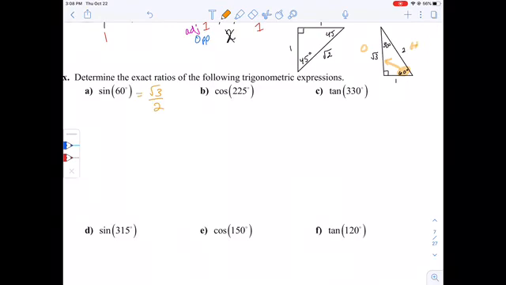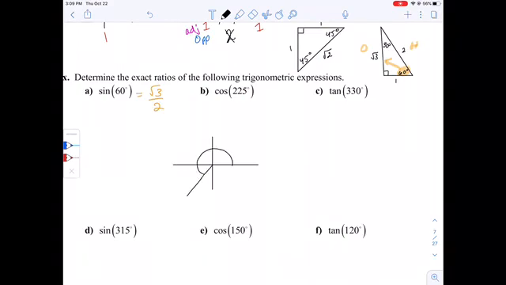Okay? The cosine of 225, well, that's a little harder, isn't it? Because I don't have a 225-degree angle. I've got these 45s, and I've got the 30 and the 60. But let's just think about 225 for a minute here. If I think about 225, that's in my third quadrant.